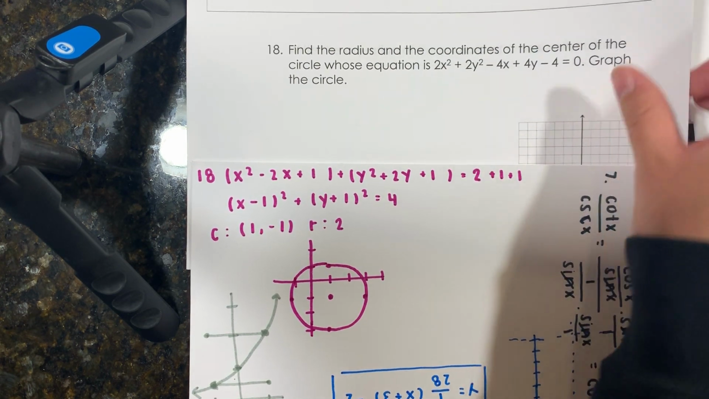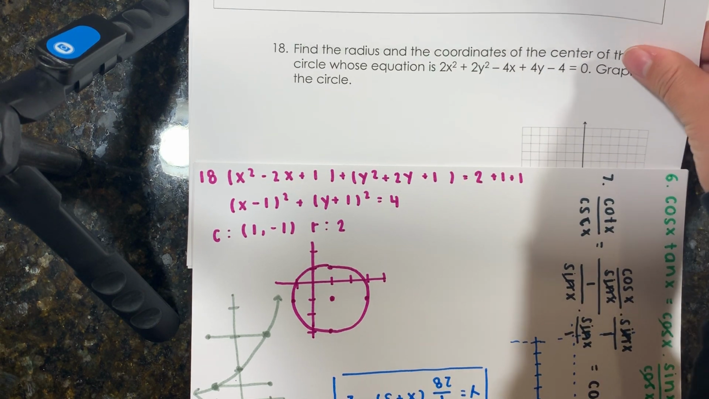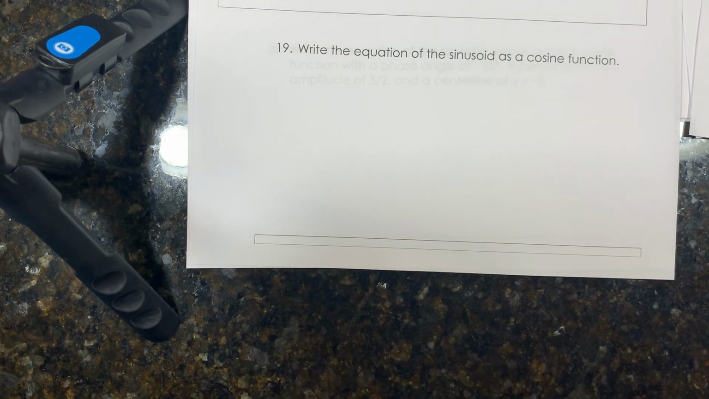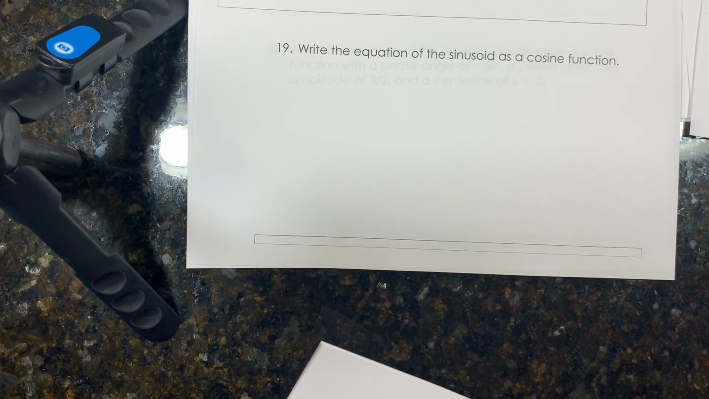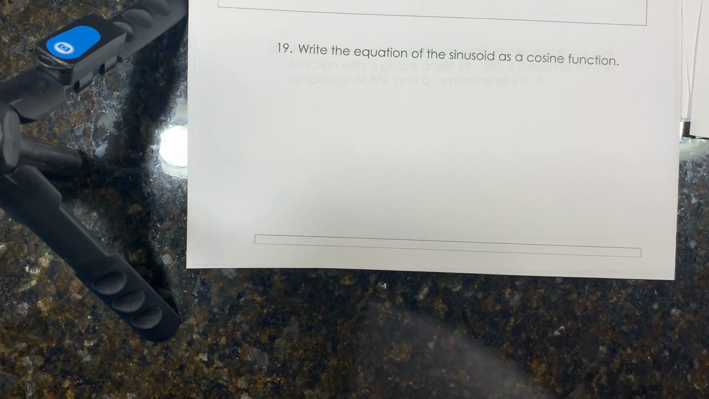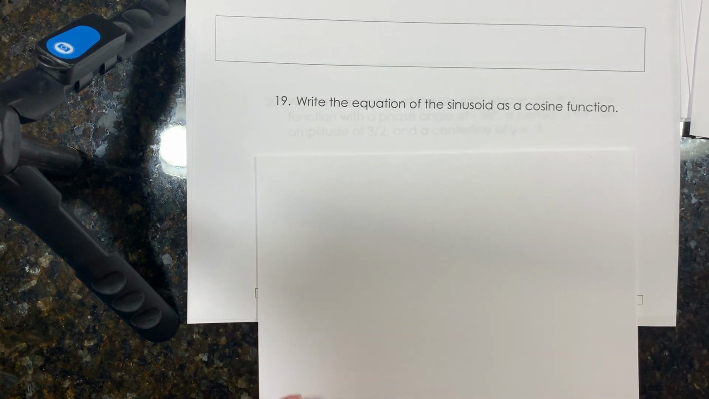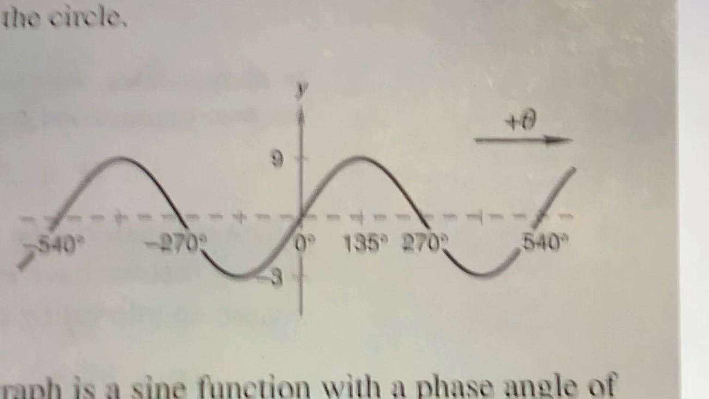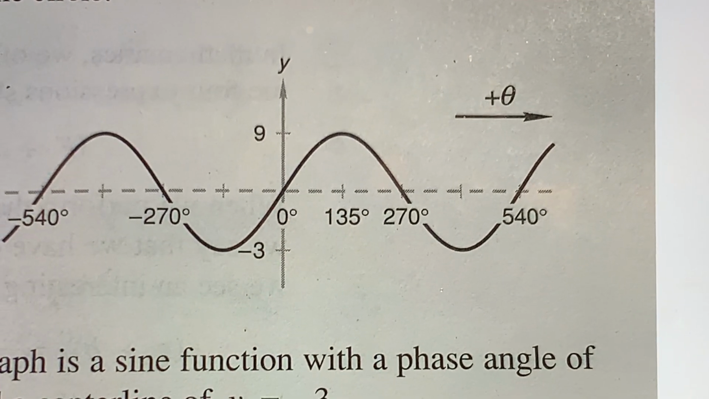Now moving on to number 19. Number 19 is going to be our sine function. It says write the equation as a cosine function. So if we look at this one, I'm going to write this as a positive cosine function. And I want you to take a look at what that looks like. So this is our function. We want it to be a positive cosine function.